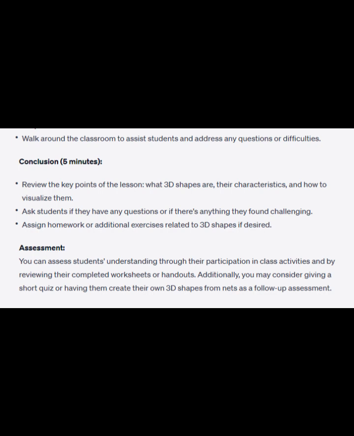Assessment. You can assess students' understanding through their participation in class activities and by reviewing their completed worksheets or handouts. Additionally, you may consider giving a short quiz or having them create their own 3D shapes from nets as a follow-up assessment.